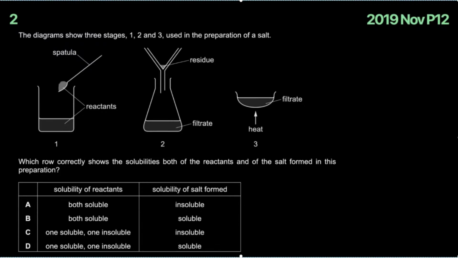Okay, so basically you dissolve the reactant, the residue comes, it's filtered, and the filtrate is heated, which describes the solubilities of both the reactants and the salt formed in this case. Now the idea is the solubility of the salt formed. You're forming the salt in the filtrate, right? So you could say the answer is D, absolutely, because there is definitely residue, right?